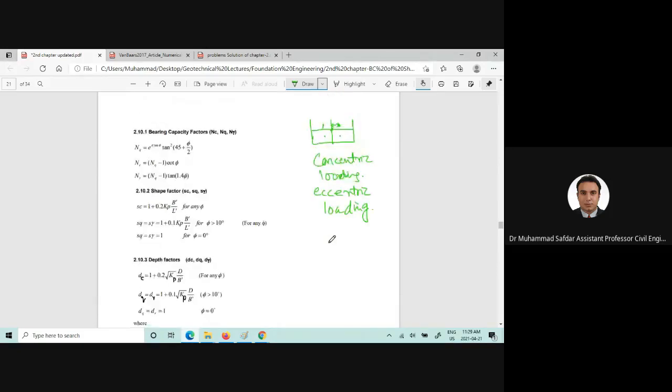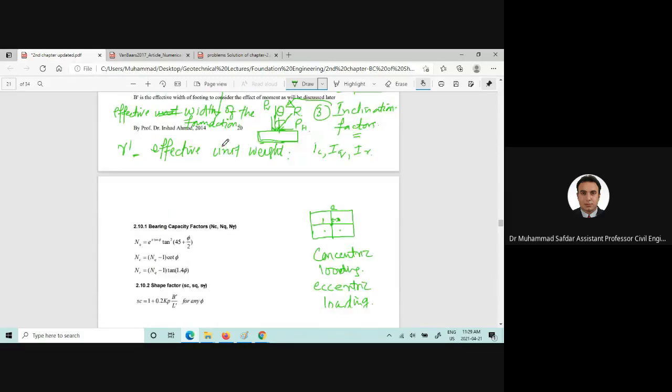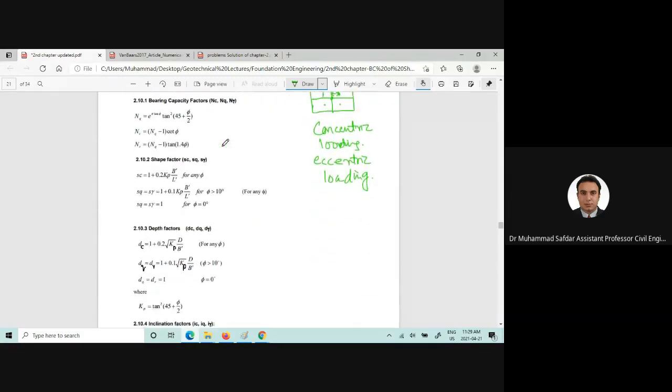Please kindly note down this equation here, which is q ultimate equal to c Nc dc sc ic plus gamma prime dq Nq sq and iq plus half gamma prime B prime N gamma d gamma s gamma and i gamma, which is very important, which will be used in solving examples and problems.